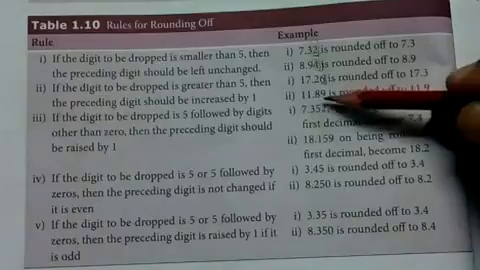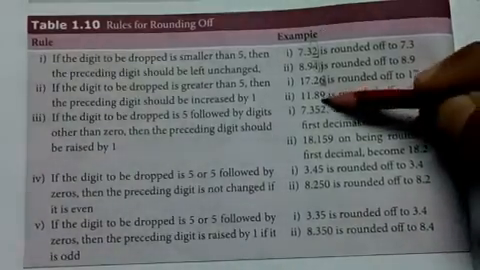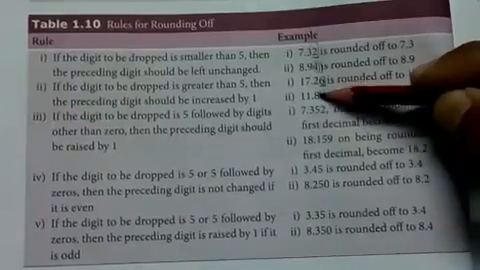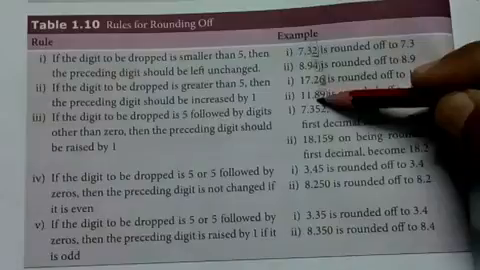Next number, you see 11.89, is rounded off to 11.9. How? Because see the last digit here, this digit is 9. This number is more than 5, so you increase this one by 1 here. So 11.9 will come.